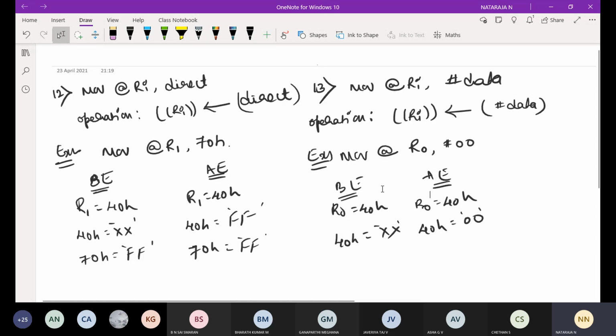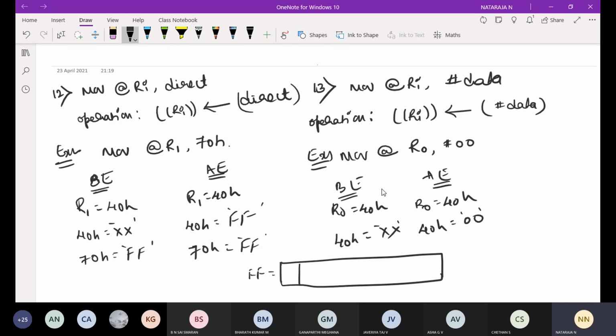For example, so far we are going to move a data FF. How exactly will this data be? The data will be like this, 1 1 1 1 1 1 1 1. Like this, we have a data. We are going to move this data.